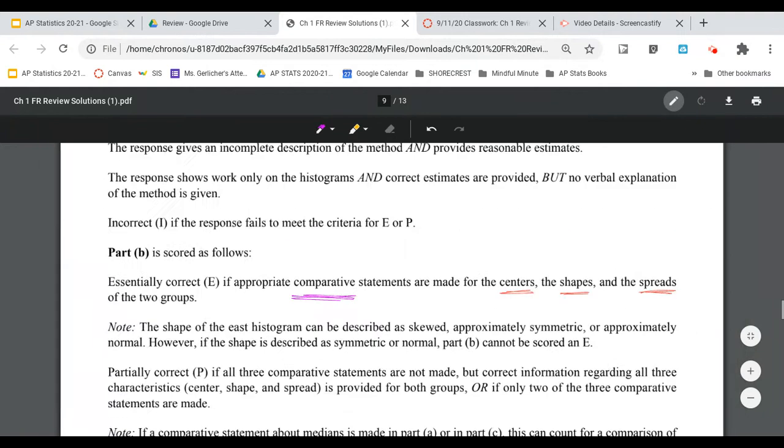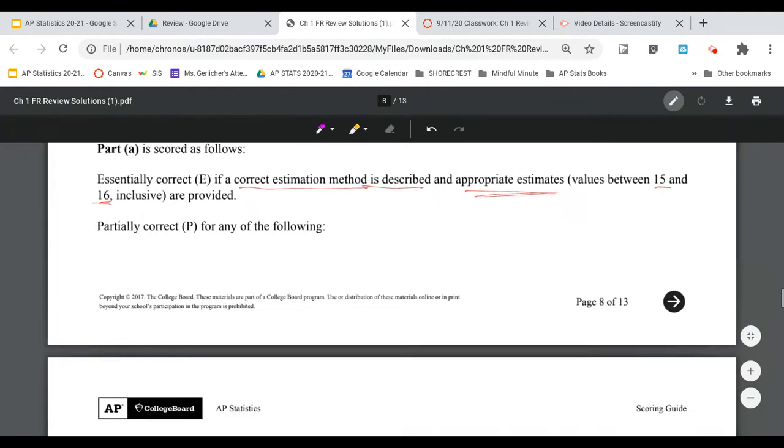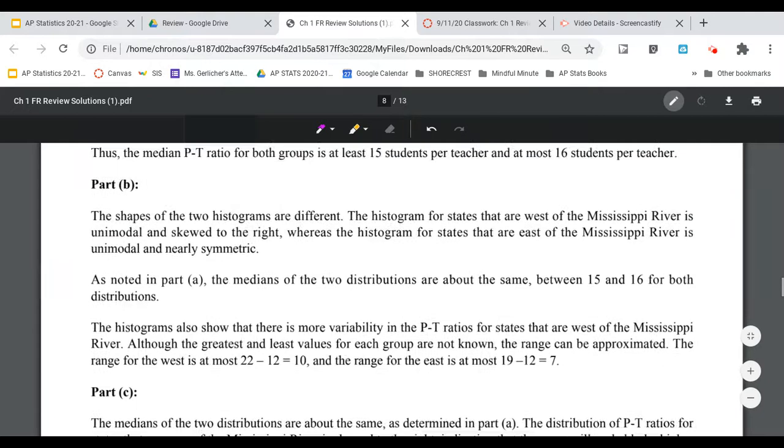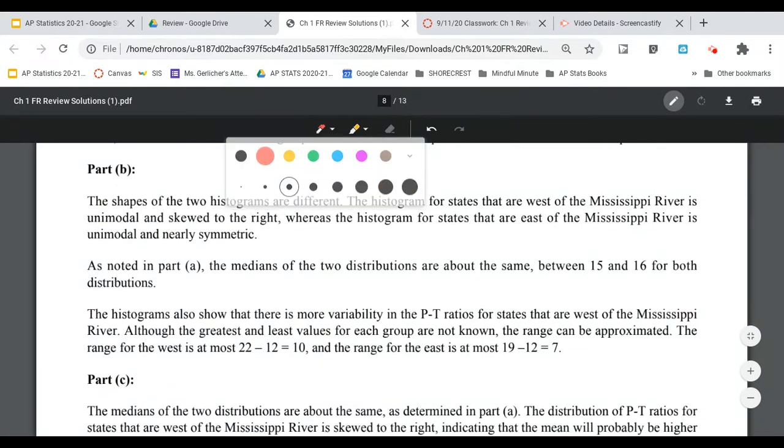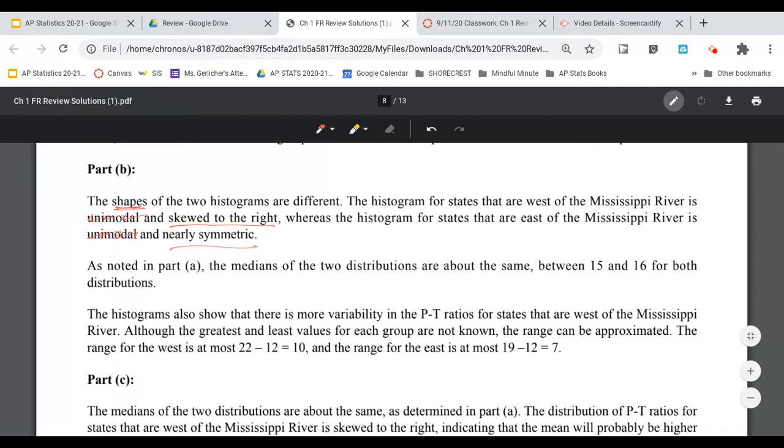Okay, if we go back up to their solution for part B, let's look for all the things that they are looking for. They talk about the shapes. They talk about skewed to the right. You don't need to worry about the unimodal. They don't require that. And symmetric, notice they used an ly word, nearly symmetric, to show that it's not perfectly symmetric, it's just close to it.